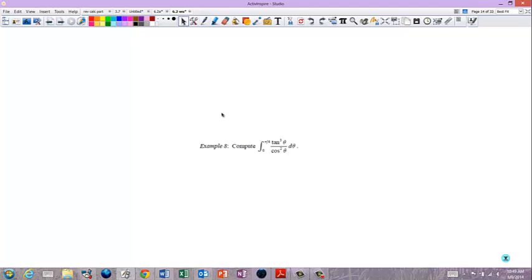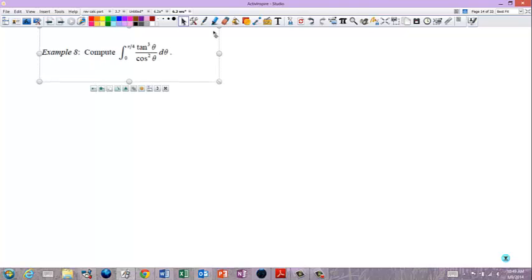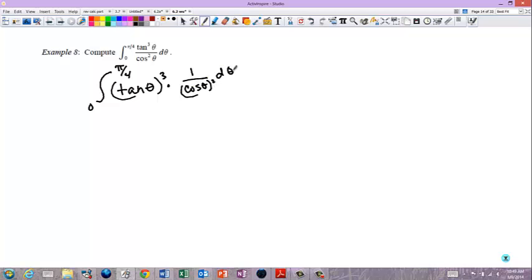And then example 8 is the last one that we're going to do today. The rest of that is saved for another day. I have tan cubed, and then I have cosine squared. They're not derivatives of each other. But what if I rewrite it as tan cubed times 1 over cosine squared? What is this? You should know. Hopefully you remember, that is secant squared.